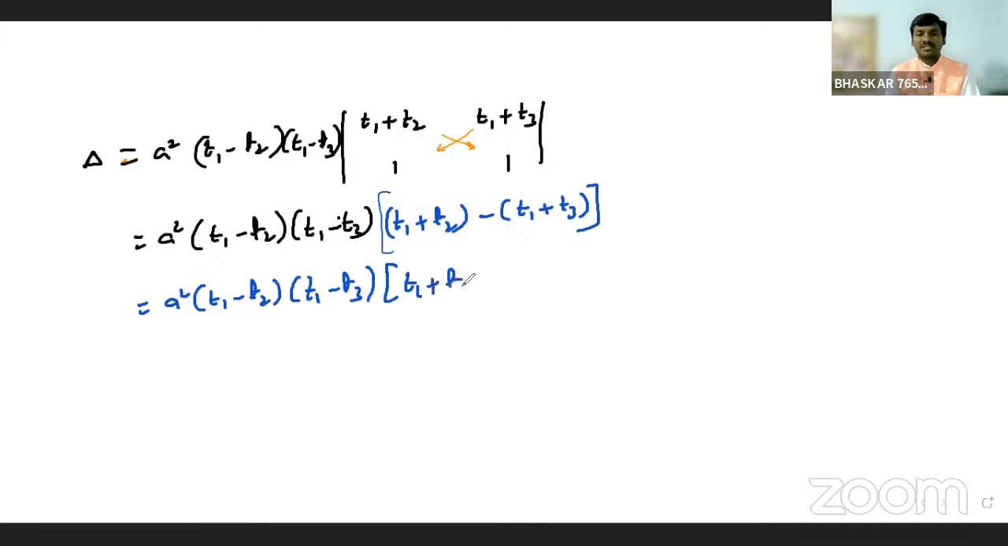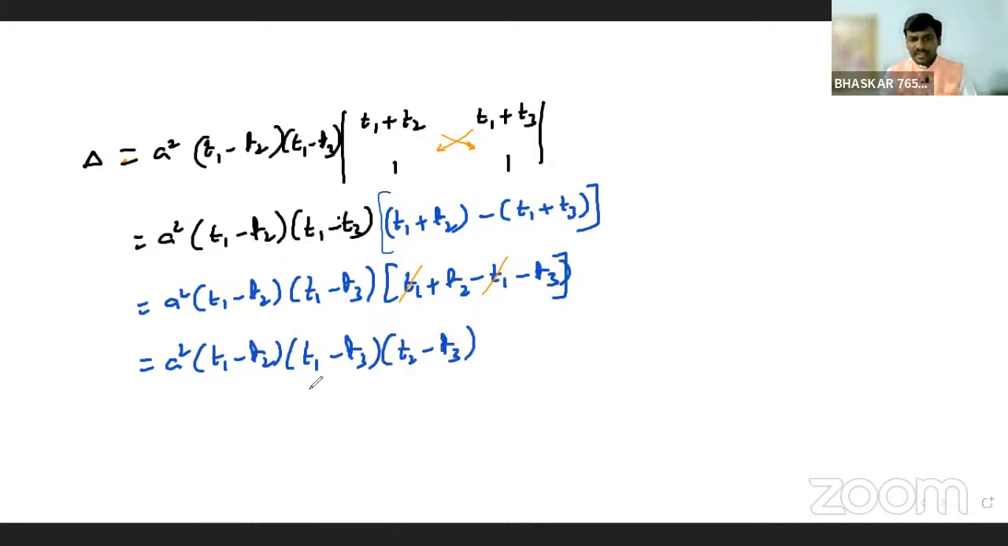Here, t1 plus t2 minus t1 minus t3. In these two terms we can cancel the t1 and t1. What is remaining here? This is equal to a square into (t1 minus t2) and (t1 minus t3), and (t2 minus t3).